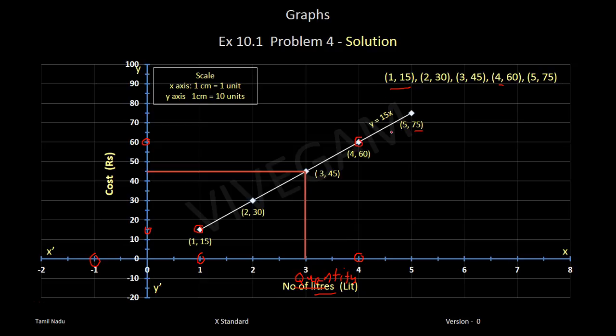Like that, you plot the remaining points and you'll get a straight line, join them. And what is the equation of the straight line? Y is equal to 15x. Got it? So that is done.